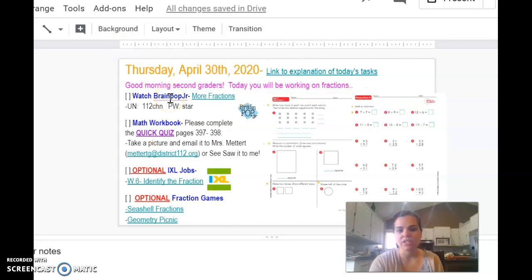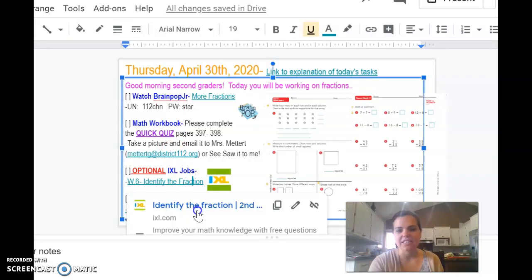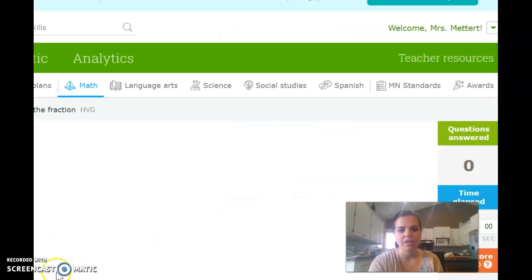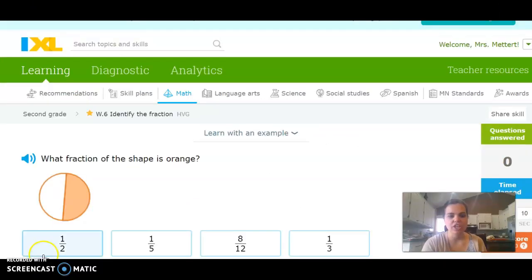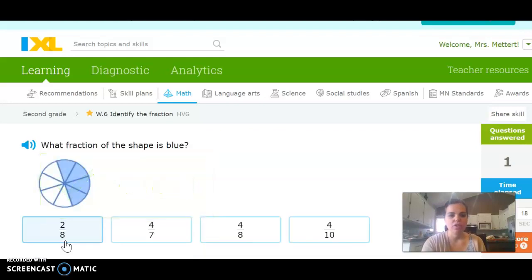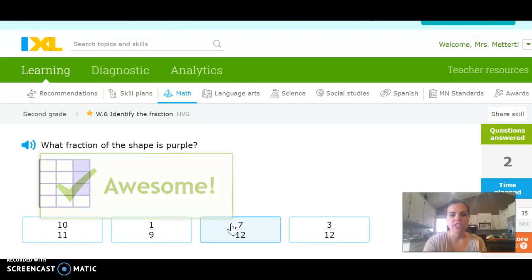And then if you are still looking for math to do, you can log into IXL and complete W6, identify the fraction. So if I open it up here, what fraction of the shape is orange? One part is shaded out of 1, 2, so I'm looking for 1/2. What fraction of the shape is blue? Well, there's 1, 2, 3, 4 parts shaded, but then I need to count the total parts for the bottom number. 1, 2, 3, 4, 5, 6, 7, 8. So 4/8 of that circle are shaded. And then continue on with that.